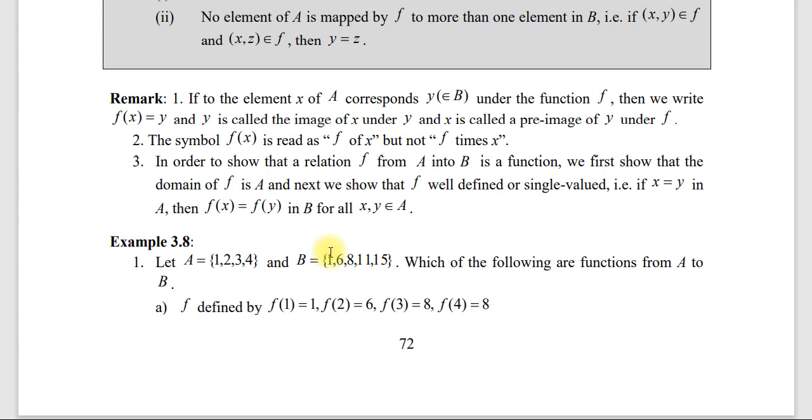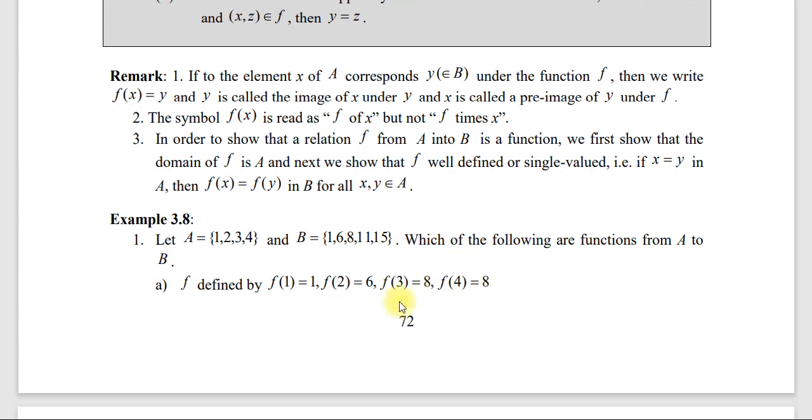So which one can represent a proper function? F defined by f(1) equals 1, f(2) equals 6, f(3) equals 8, f(4) equals 8. That means substituting, we get (1,1), (2,6), (3,8), (4,8). We check which one is repeated.